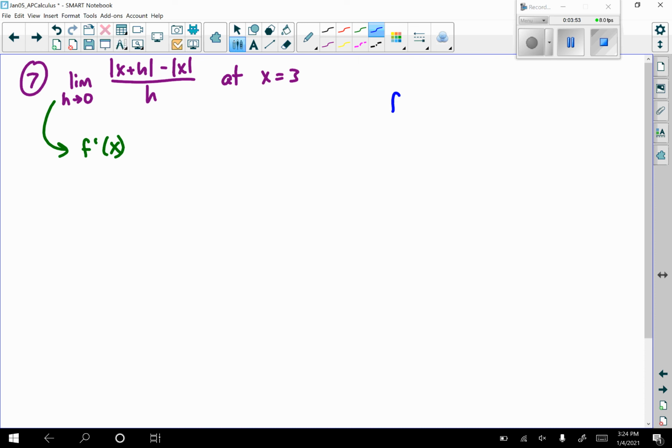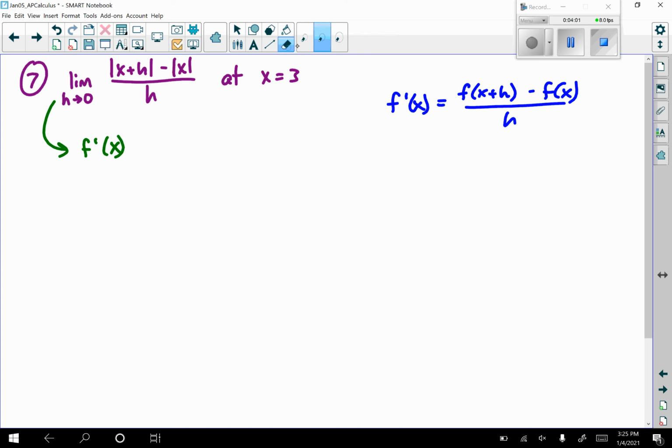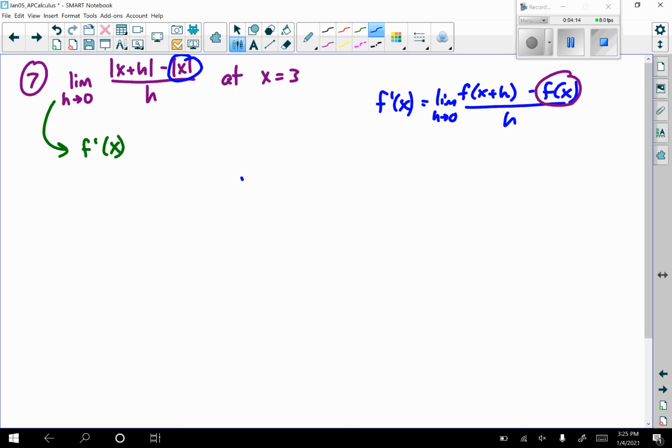So if you recall, f prime of x is equal to f of x plus h minus f of x all over h. Forgot the limit notation. Limit as h approaches 0. So right here at the very end, that's our f of x. So if I go and I look up here, so f of x is equal to the absolute value of x. Now in one of the lessons, I forget which day I made it for, it could have been that Wednesday or that Friday before break, we derived the derivative for the absolute value of x function.